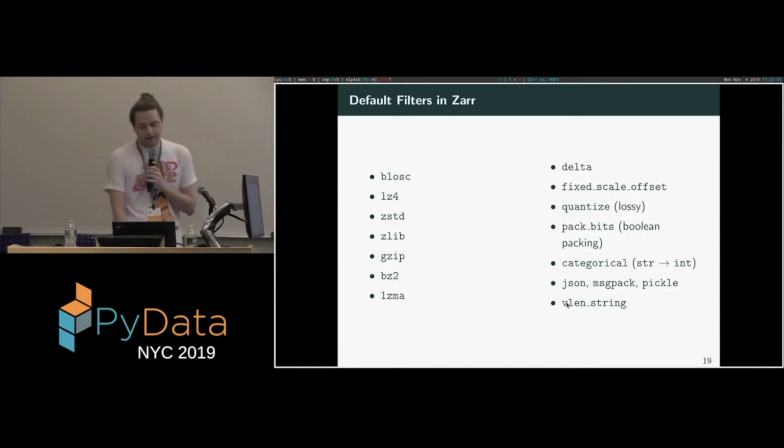It basically implements the same algorithm as pd.Categorical, where you can store just the unique strings and then indices into that. JSON, MessagePack and pickle I've bucketed into one thing because they let you store kind of arbitrary Python objects in your data structure. Might be useful. I would recommend not using pickle if you had to do that, though. And then VLenString would be if you have variable length strings. You can also store variable length strings in HDF5, but it's with a different type, so you don't do it as a filter transformation.